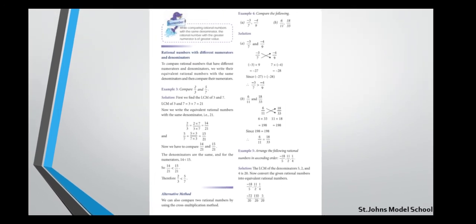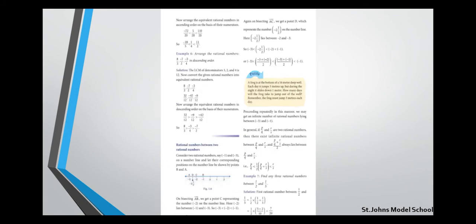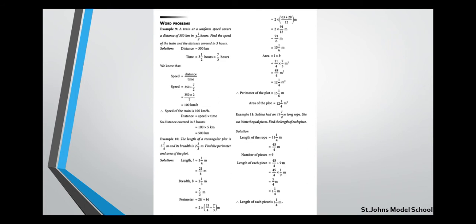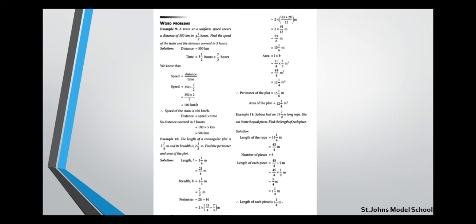Now next is word problems. In the word problem, a train at a uniform speed covers a distance of 350 km in 3 1 by 2 hours. Find the speed of the train and the distance covered in 5 hours.